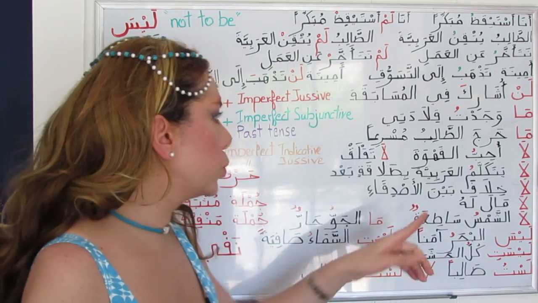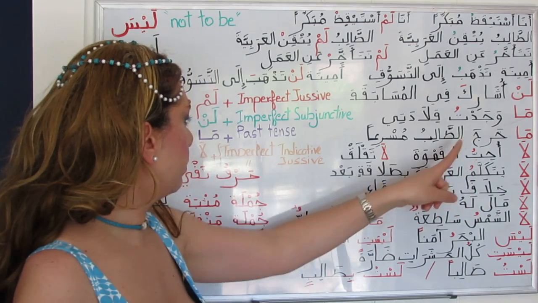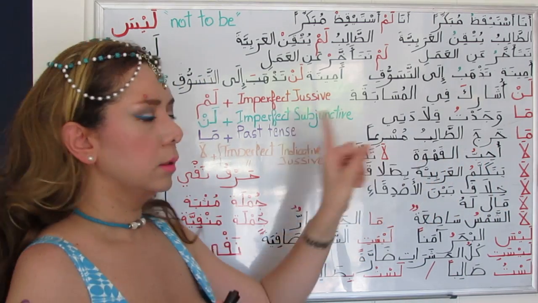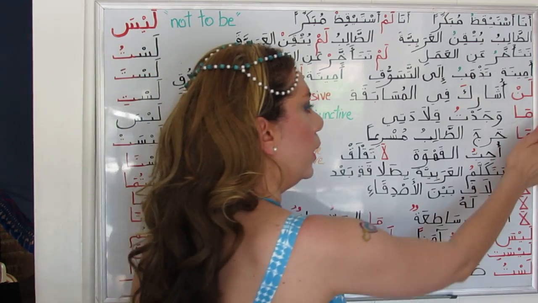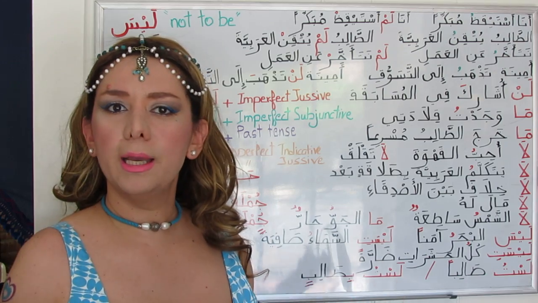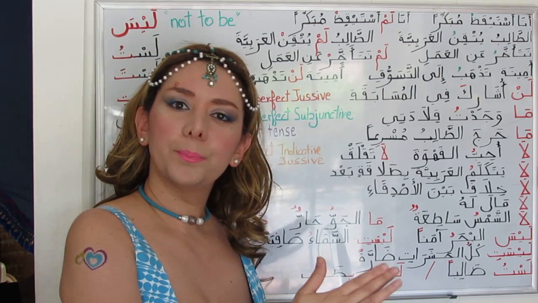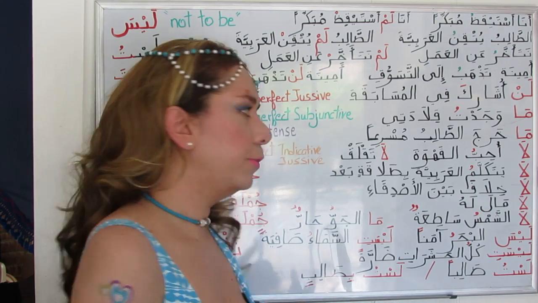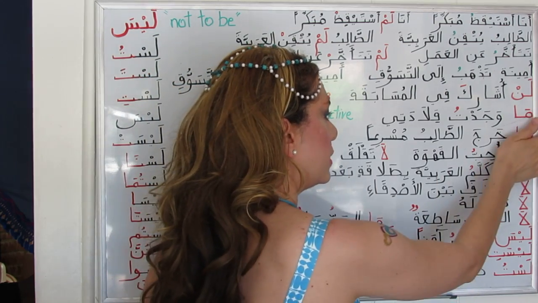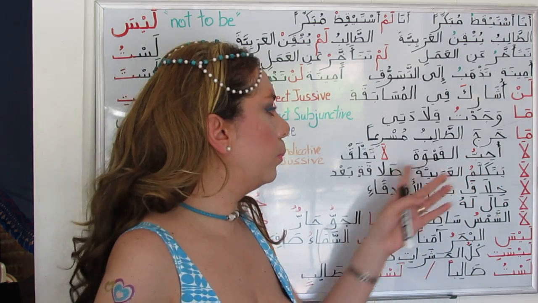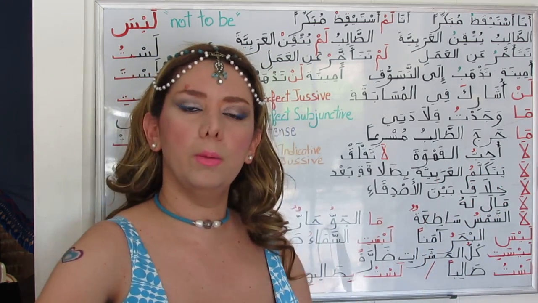أحب is the form for to like or to love, conjugated in the imperfect indicative. I do not like coffee. So we say أحب القهوة. I like coffee. To negate, what do you do? You just introduce لا النافية to the affirmative sentence, and here we go. You don't change anything. لا أحب القهوة.